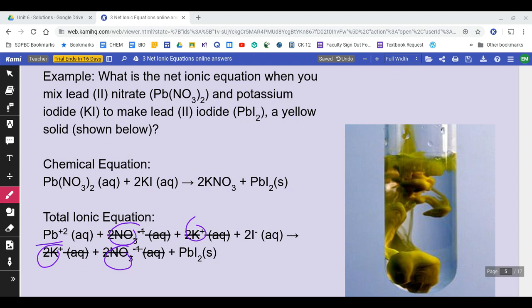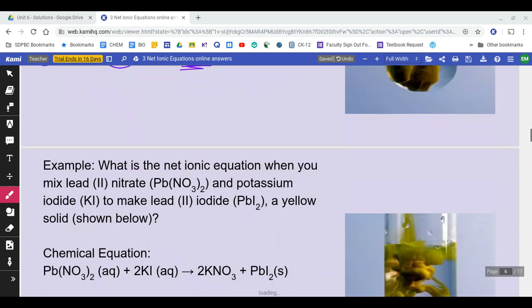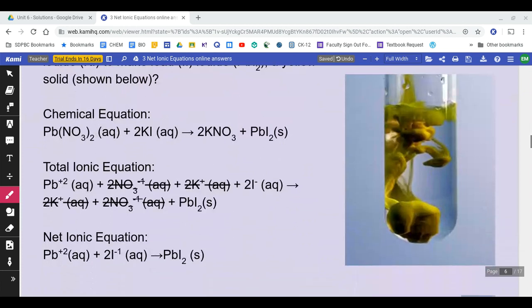We have aqueous lead, aqueous iodide, and then the solid that we didn't mess with. So Pb plus I gives you PbI. And that's your net ionic equation right there. There's your answer.